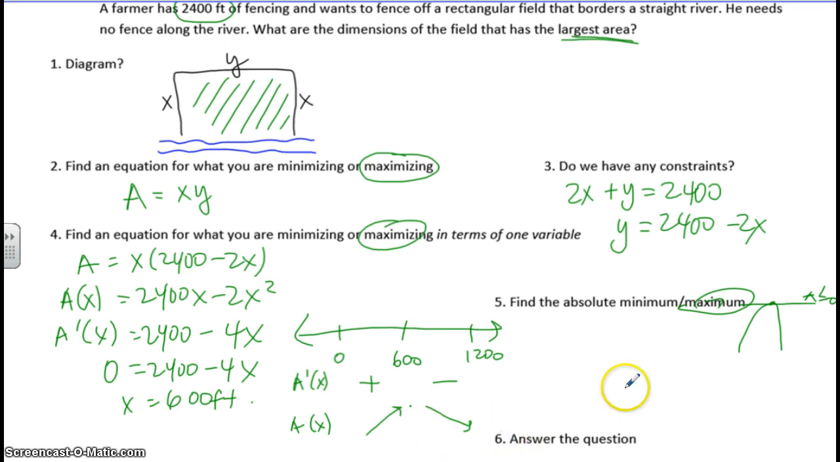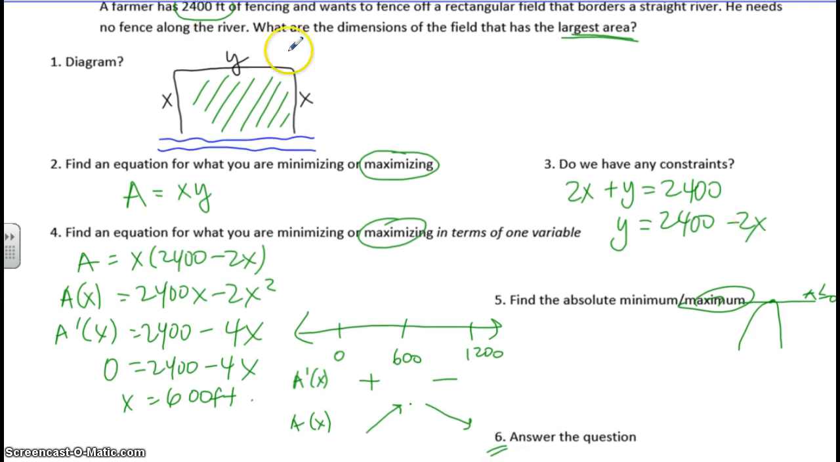Okay, I put in number 6 for you because the sixth step is what a lot of people forget. It's not just to find what x is here, to find the maximum. The final question is, what are the dimensions of the field? So in this case, it would have to be x equals 600 feet by y equals, well, if x is 600 here, times 2, 1,200.